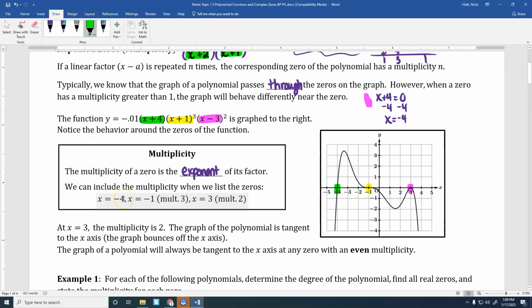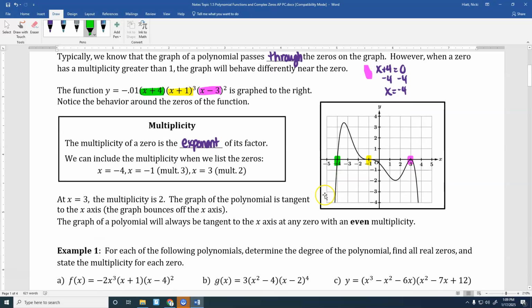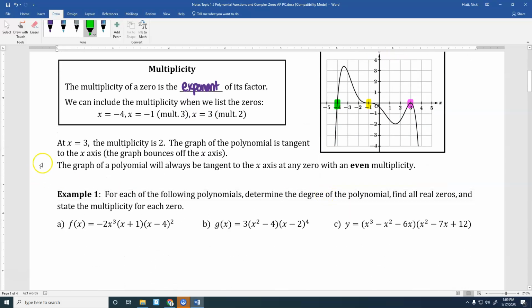X plus 4 has a multiplicity of 1. They didn't list it because it's just there once. X equals -1 has a multiplicity of 3. X equals 3 has a multiplicity of 2 for that. Okay? At x equals 3, the multiplicity is 2.